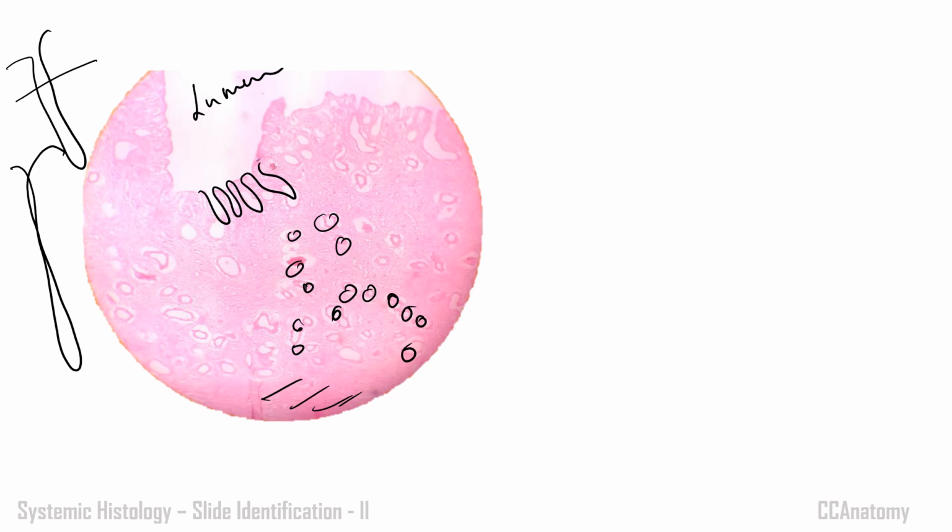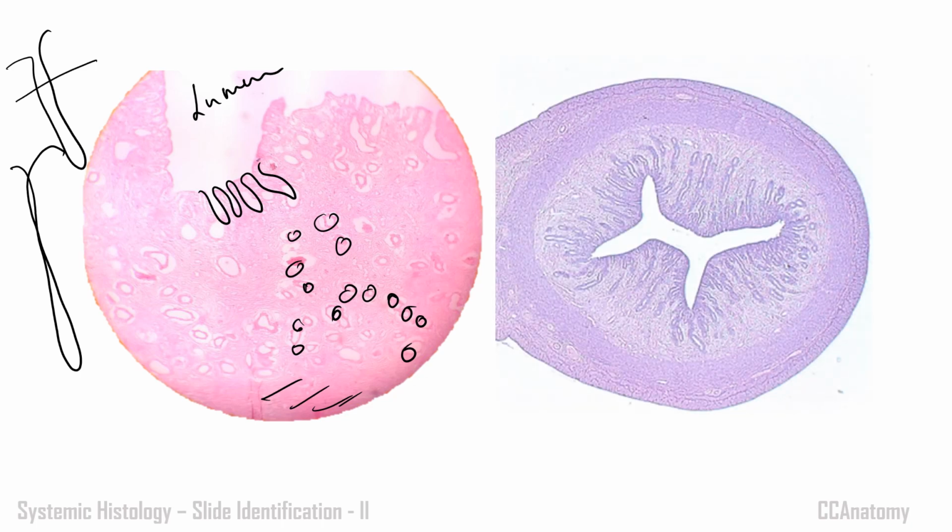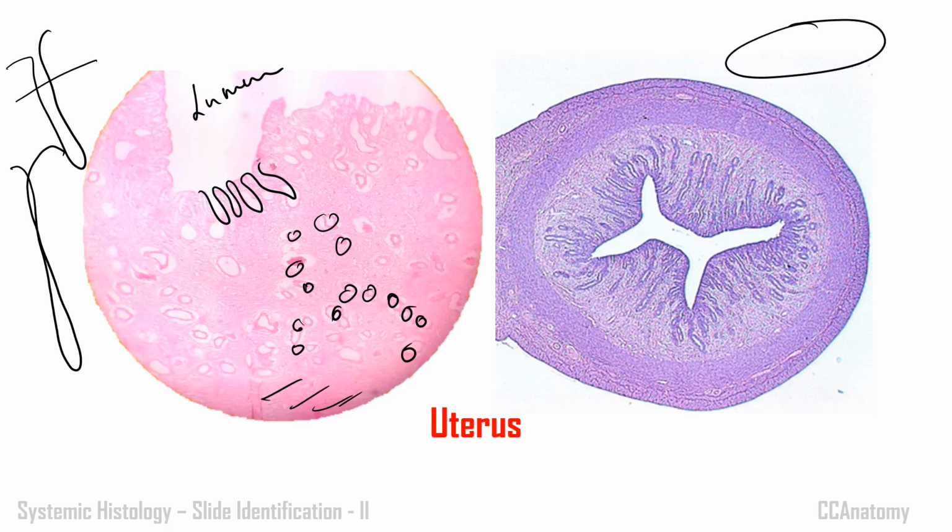So this is a slide of uterus. In some places, at 4x, you can see a complete lumen also, so don't get confused by this. You can see the uterus will be almost oval in structure.